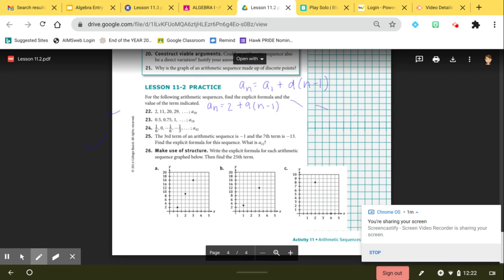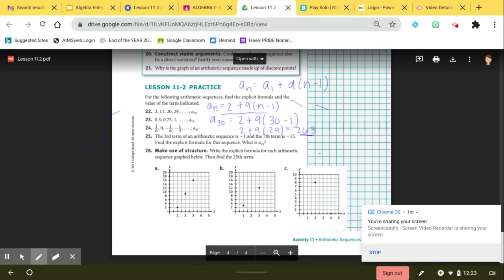And then when I'm finding the indicated term, so I'm finding 30, that's when n is 30, so I'm going to plug in 30 for n. So a sub 30 is equal to 2 plus 9 times 30 minus 1. That is going to equal 2 plus 9 times 29. Well, 9 times 29 is 261, and 2 plus 261 is 263. So that is the answer to 22, both the explicit formula and the indicated term.